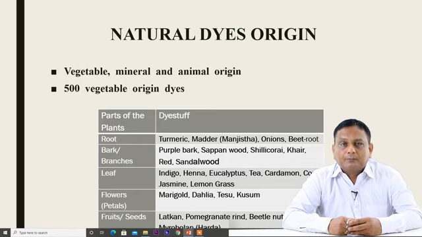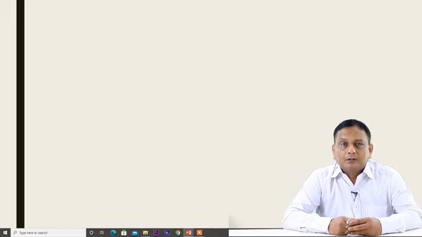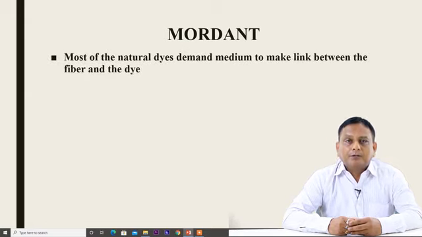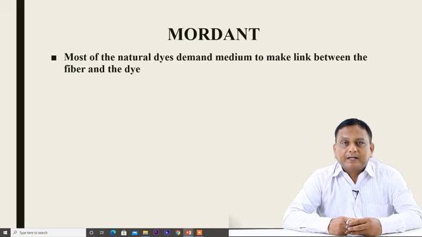Fruits, there are a lot of fruits available in nature, pomegranate, betel nut. Those are important fruits which are of natural origin and available in abundance in nature. Now in natural dyes, when you are trying for fixation, one of the compounds we need to use, which can bridge the gap or make the link between the fiber and dye, is the mordant.